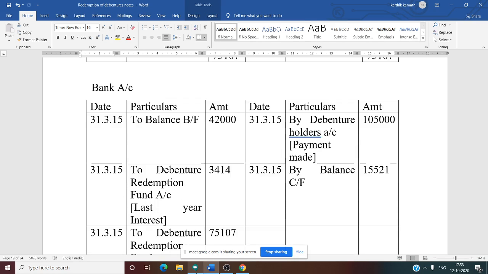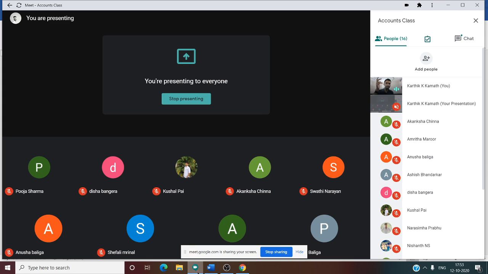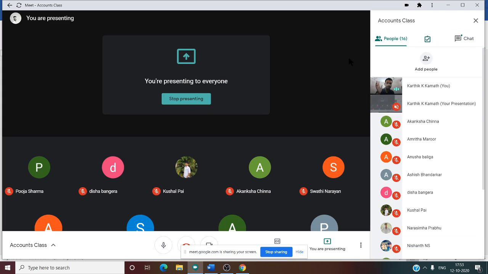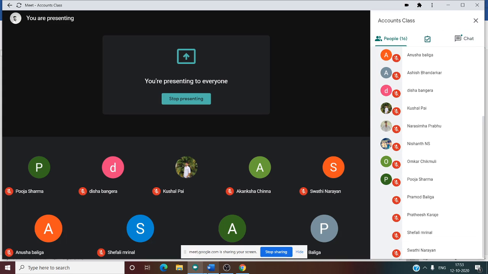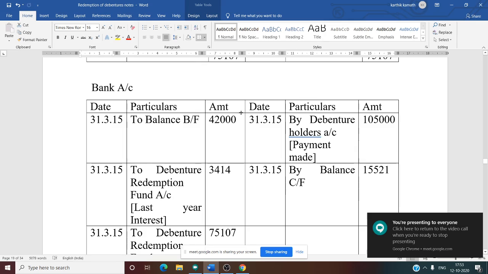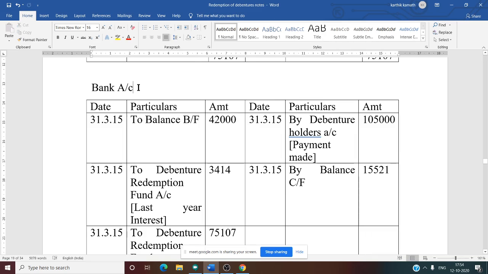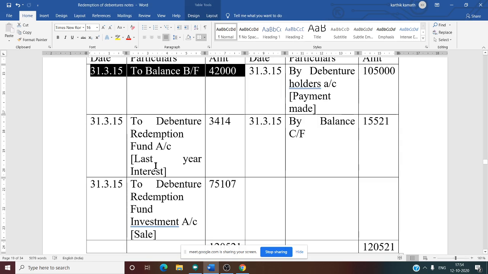How to prepare the bank account? The bank account is to be prepared only for the year end. The bank account year end balance is given in the question. This balance is given before receiving interest on investment. So now write the bank account as a debit balance. We know, so start from the debit side. To balance brought forward 42,000. That is the balance given in the question.